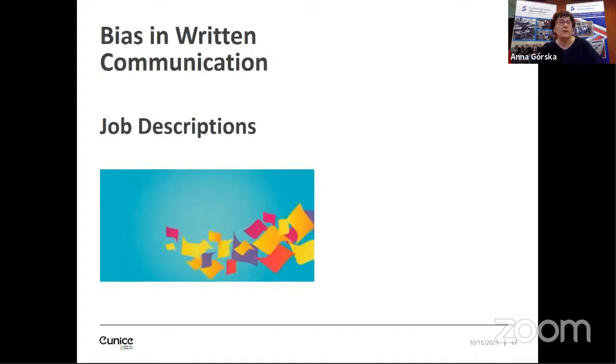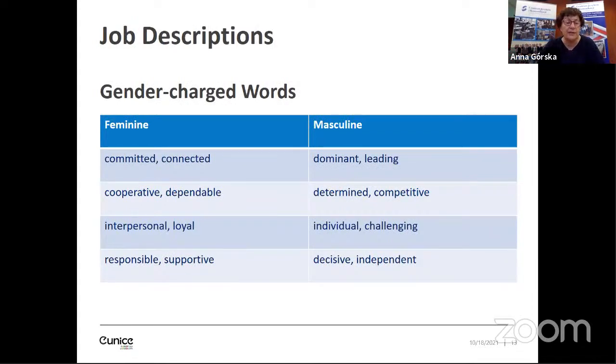So let's move on to the second type of bias that I wanted to discuss today, namely bias in job descriptions. And first, I would like you to take a look at this table, and you can see that on the left, there are some adjectives that appear in job descriptions that are considered to be feminine. If you take a look at them, you will see that they are about things like commitment, cooperation, being supportive. So basically, what is here simply emphasized is developing good working relationships, whereas the masculine adjectives are more about leadership, competition, and being independent.